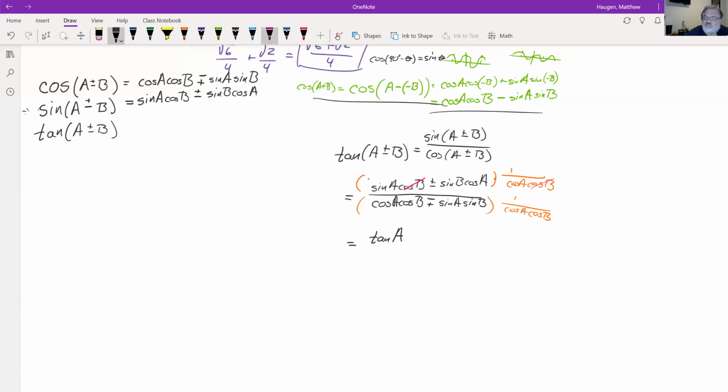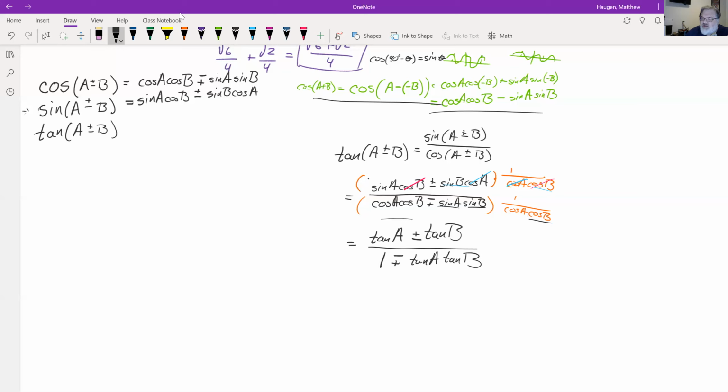Fair? Over here, the cosine of A cancels with this cosine of A, leaving us sine B over cosine B. So that's going to be plus tangent of B. Cosine A cosine B over cosine A cosine B is 1. That is plus or minus up there still. So 1 minus plus. Sine A over cosine A gives us tangent A. Sine B over cosine B gives us tangent B.